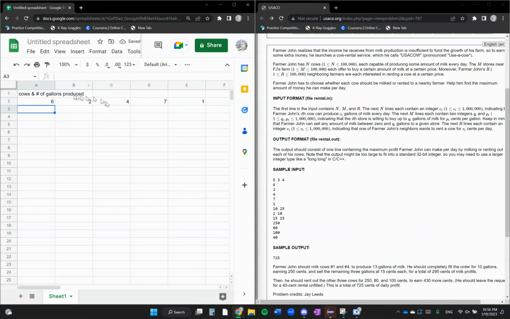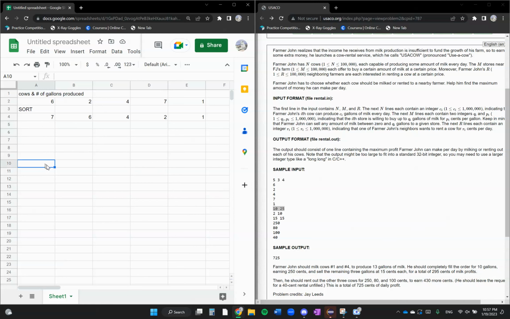Okay, so first of all, we want to sell most of the milk into the more expensive stores. So what we want to do is we want to sort it. So sort, and it's going to be 7, descending, 4, 2, and 1. Since we want to find which cows create the most amount of milk, and then we want to sell as much milk as possible to the stores that are willing to pay the most money.